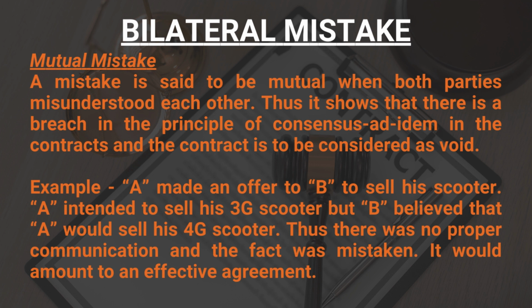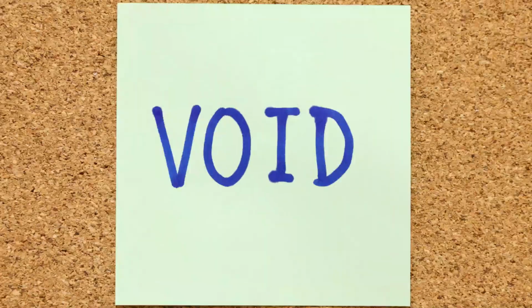A offered to sell the scooter. Which scooter? He is not sure of, right? So B believed it was 4G, A believed it was 3G. So both are not at the same level. So this kind of mistake is mutual mistake. And the effect of mutual mistake is that the contract is void from the beginning.